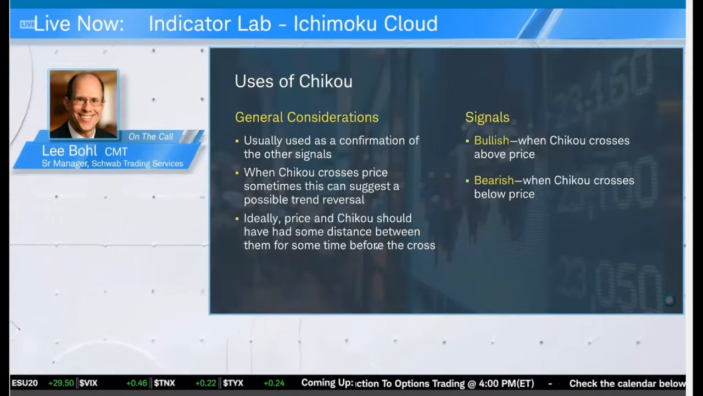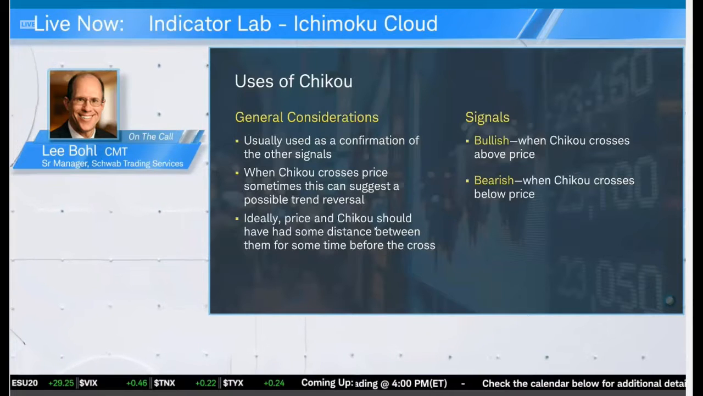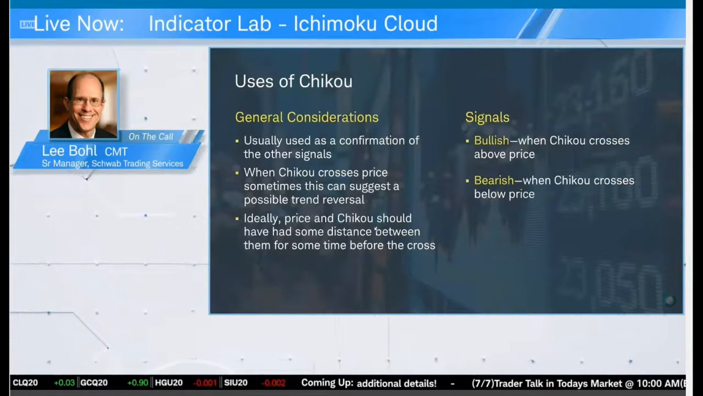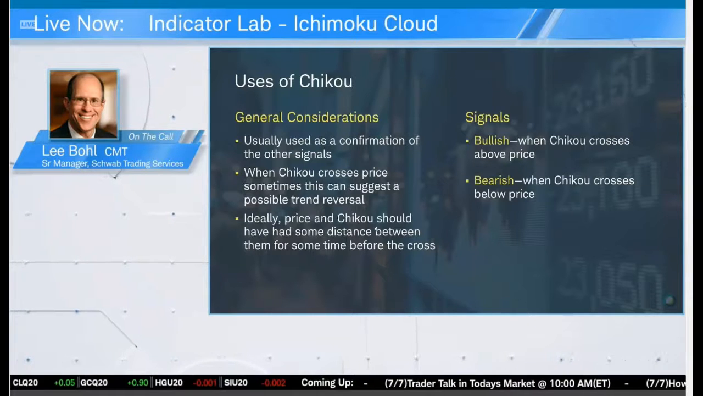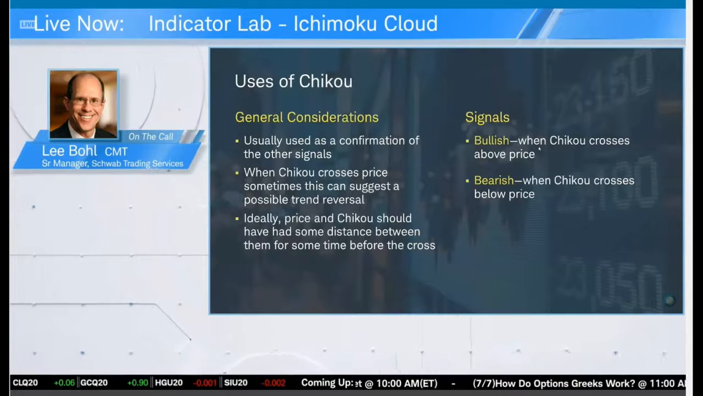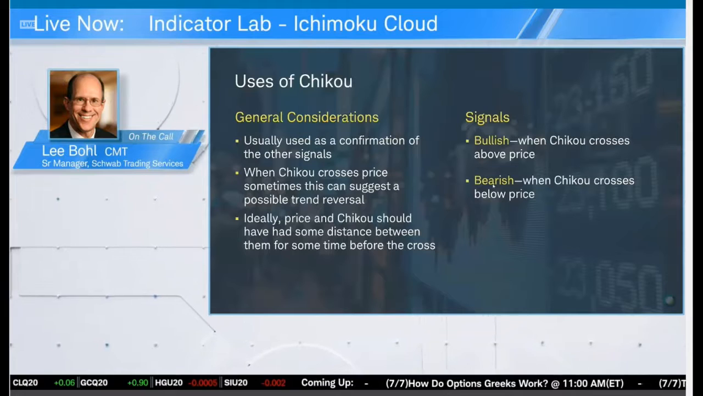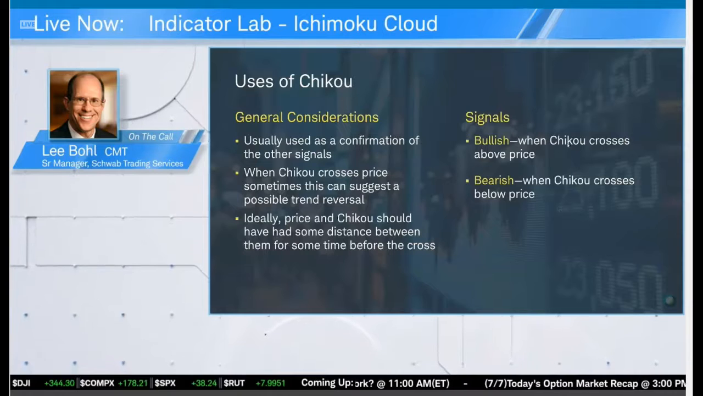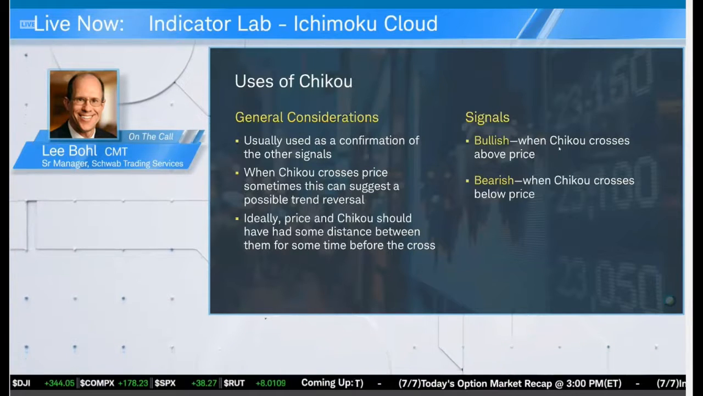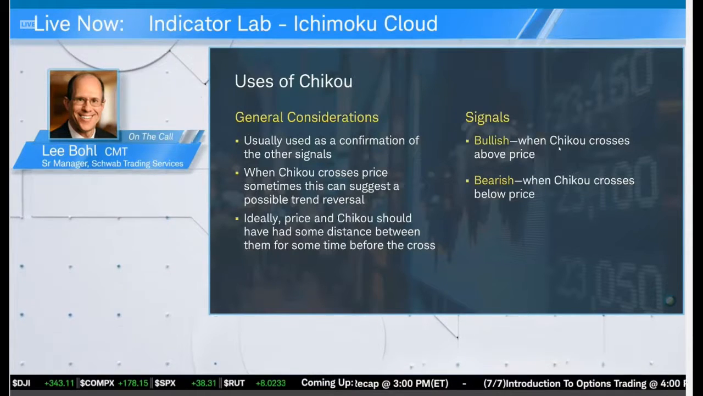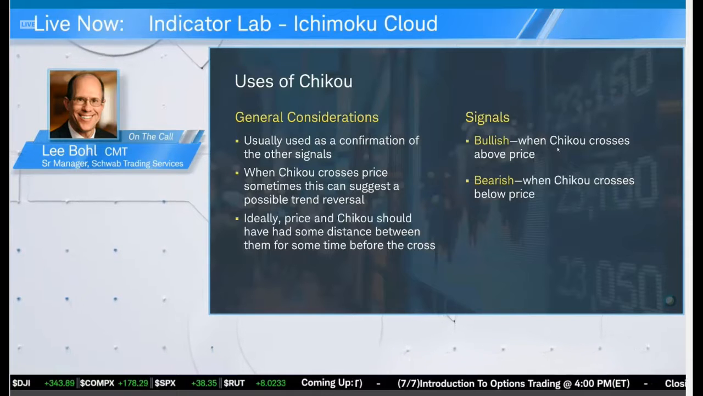Now, ideally, if you're using it that way, you don't want just the little cross of price, okay? You want a little bit of daylight between them, all right? So if you're using it by itself, it's bullish when Chikou crosses above price. It's bearish when Chikou crosses below price, for reasons we already talked about. It's common sense. When Chikou crosses above price, it means that today's price is higher than it was 26 days ago. You're in an uptrend.